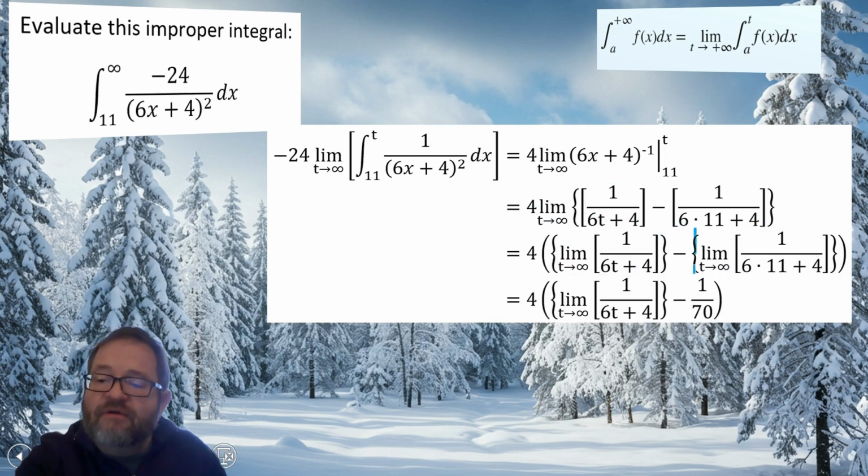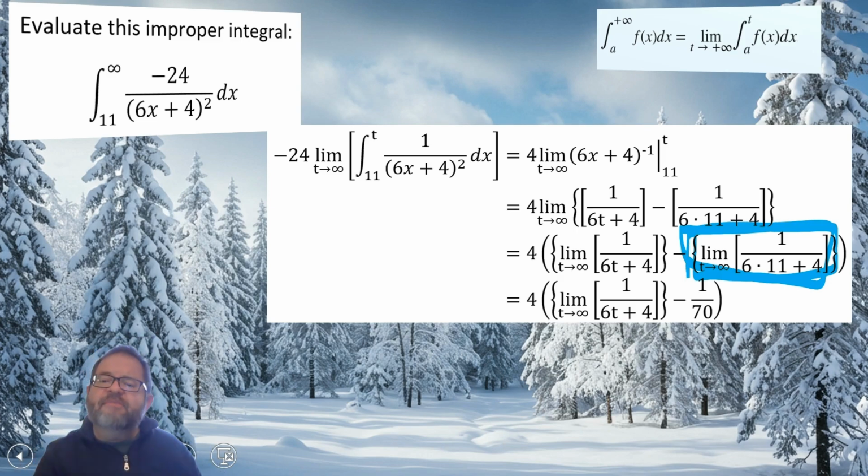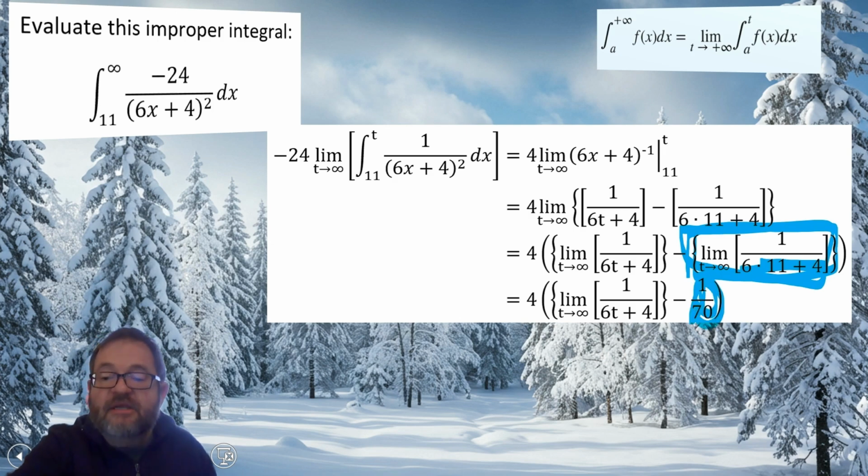Okay, this guy over here, we can get less stressed about. This is a limit, but it's a limit of a constant. There's no variables over here. That denominator is going to be 6 times 11 plus 4. That's 70. So it's 1 over 70. The limit of 1 over 70 is just 1 over 70. So that guy got a lot better.